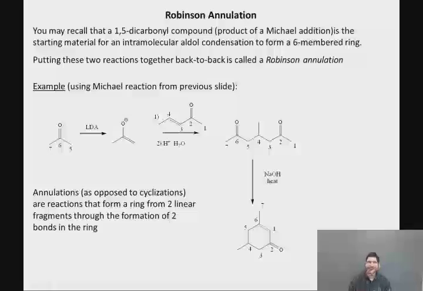Okay, so that's the Robinson annulation for you, and the reason it's called the Robinson annulation is because its discoverer was the British chemist Sir Robert Robinson.